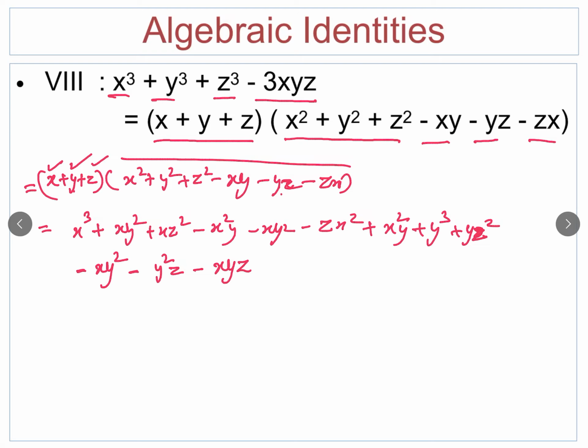Now we multiply this z with all the terms of the second bracket. So z into x square will be x square z, then y square z, then z cube. After that we have minus xyz, then z into minus xy will be minus yz square, and then last we have minus z square x. So this is after multiplying all three variables x, y, z in the second bracket.